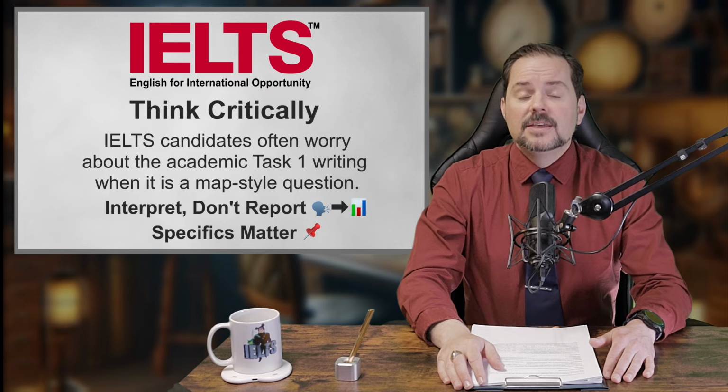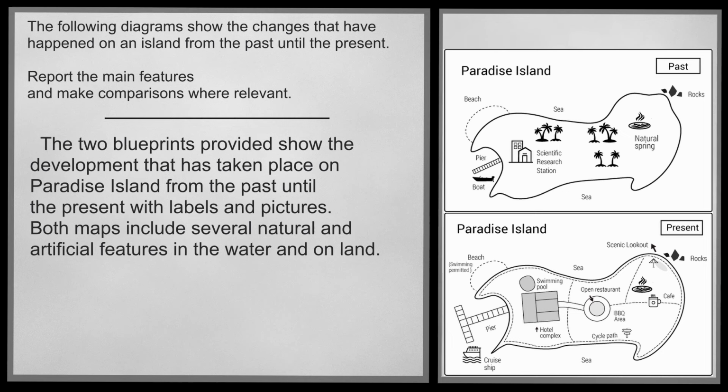In this case, notice how the Band 9 introduction does not just simply repeat the word island, but gives the specific name, Paradise Island, that can be found in the maps. Also, it does not just simply paraphrase the question, but it gives some additional details so the reader can visualize the maps without having to look at them, such as stating that both maps include several natural and artificial, meaning man-made, features in the water and on land.